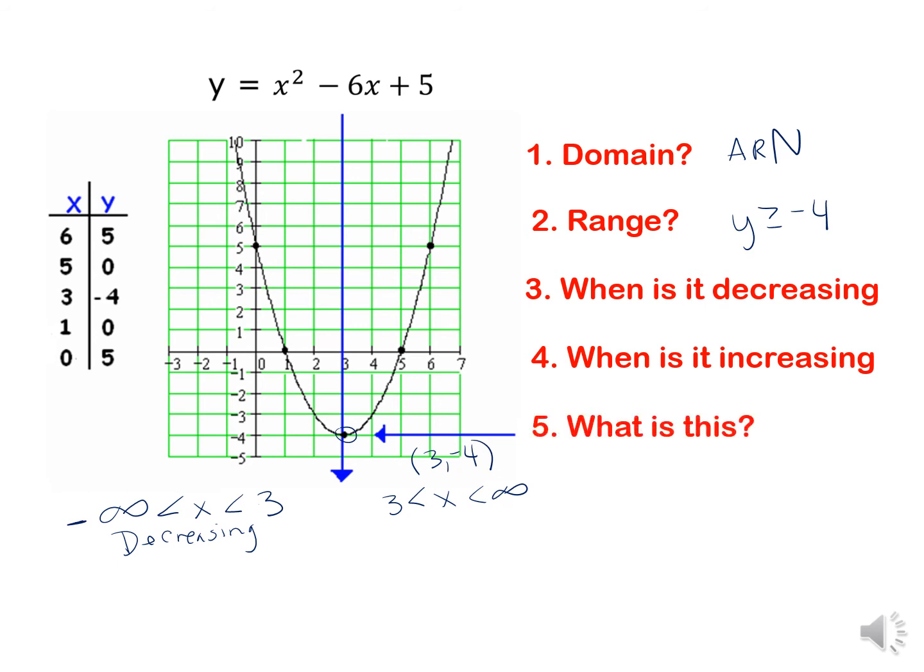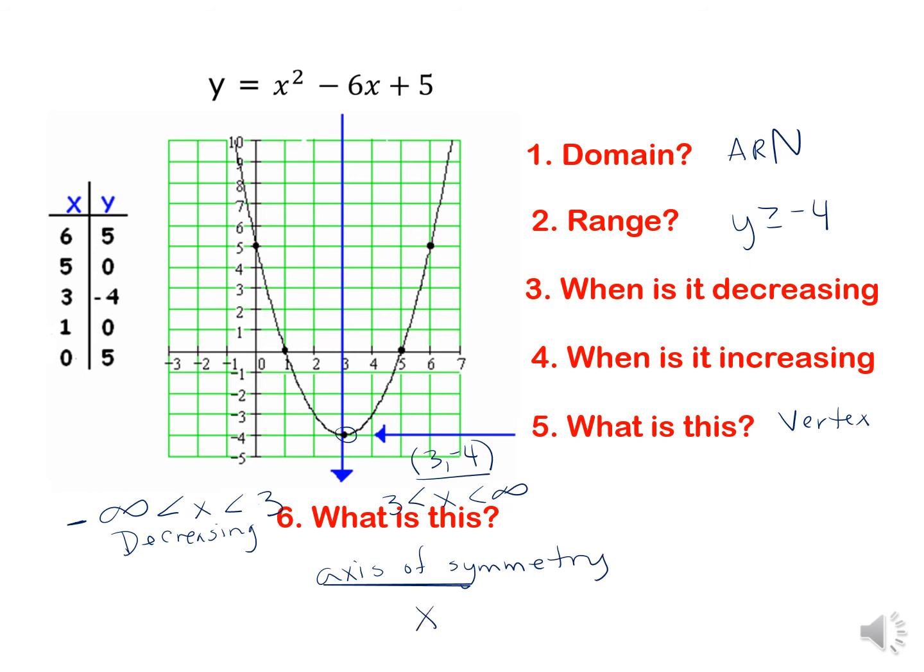Okay. What is this? That's the vertex. And we already found that, which was (3, -4). And what is this? That's the axis of symmetry. And the axis of symmetry is x equals 3. And since we've done this, we know that it's a minimum, and the minimum is -4 because it's the y of the vertex. Okay?